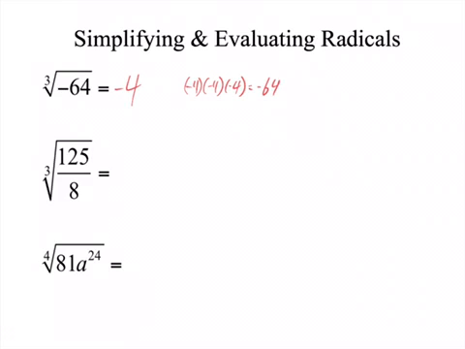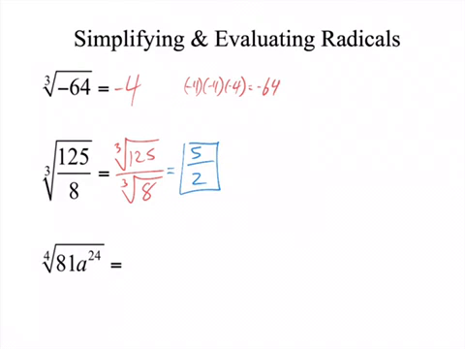Now, the next problem, well, can the fraction reduce? 125 divided by 8? No. But I could break this up into two unique cube roots. You're allowed to break it up into two unique cube roots. And you need to start memorizing your cube roots or recognizing them, because 125 is a perfect cube, which is 5. And 8 is a perfect cube, which is 2. So there's your answer. Last one, I have fourth roots now.